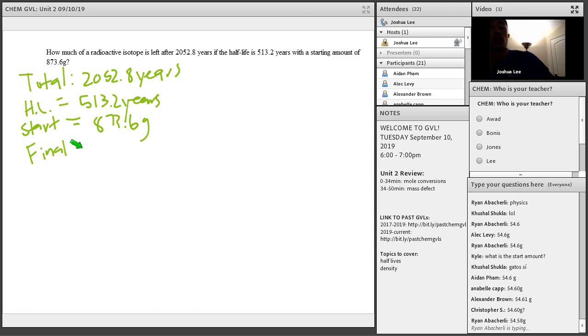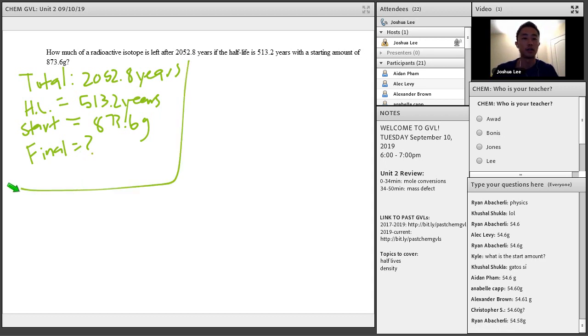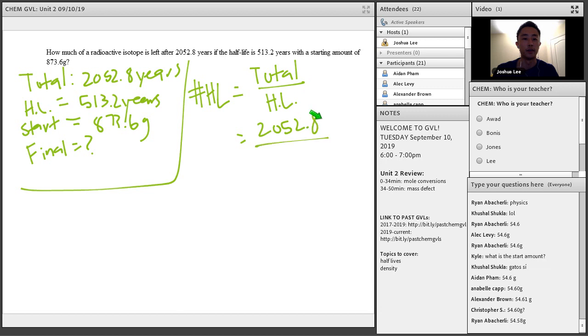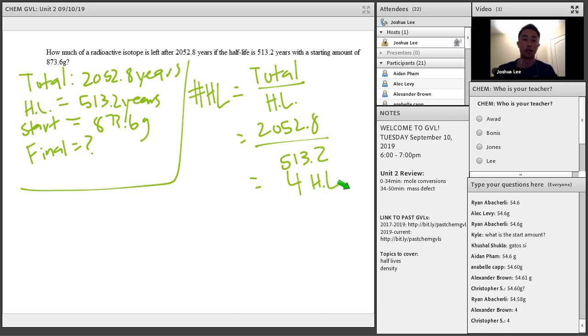So now out of these four things, you're only missing the final amount. This is a pretty standard half-life problem. First thing I want to do is figure out the number of half-lives, and you do that by your total time divided by your half-life time. That's going to be 2052.8 divided by 513.2. How many half-lives will it take? 4 half-lives. So that means you'll be dividing by 2 4 times.